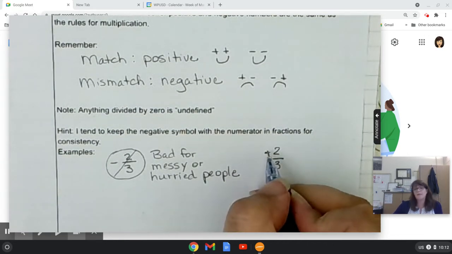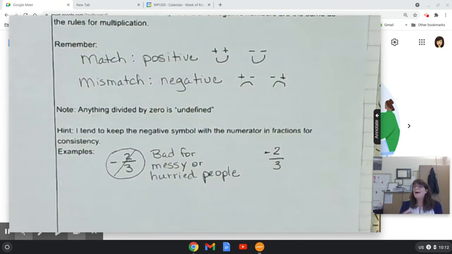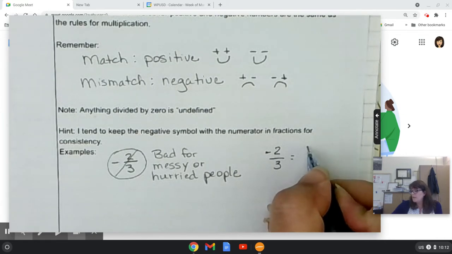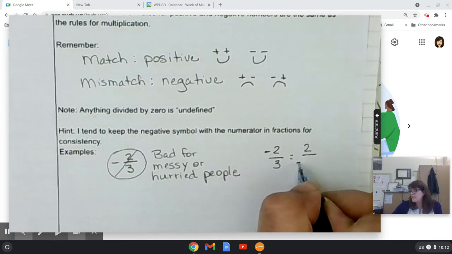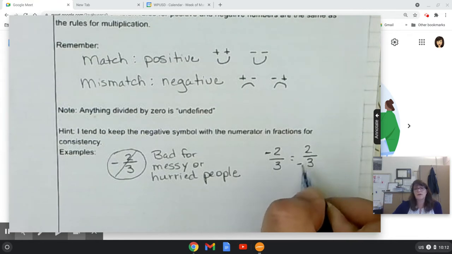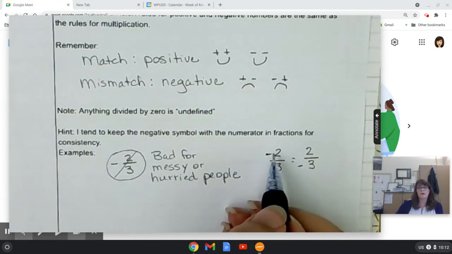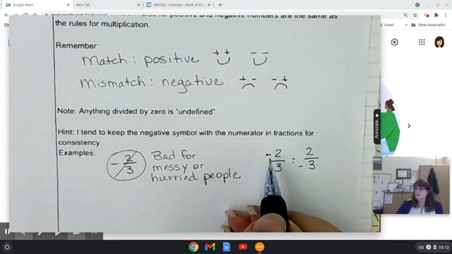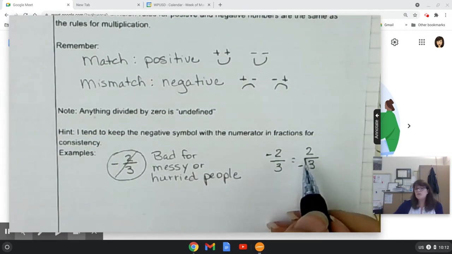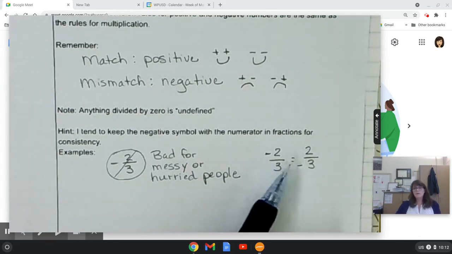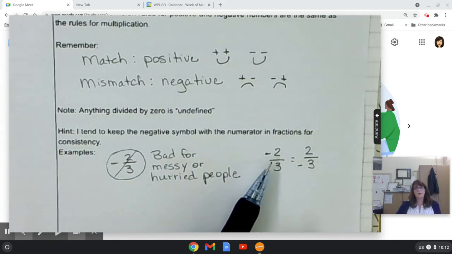So instead, I would write with the negative sign by the numerator. I almost always keep my negative sign with the numerator. It is the same value as if the negative sign was in the denominator. You would still get the same solution. And it just looks better up in the numerator. It makes more sense. But just so you know, for messy purposes, be really careful about where you put your negative signs.